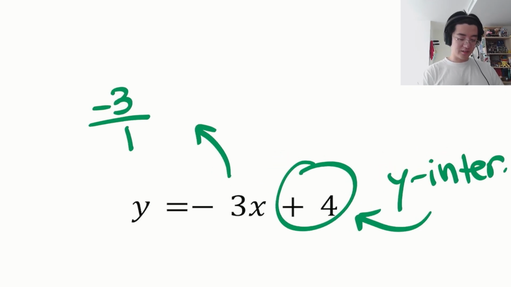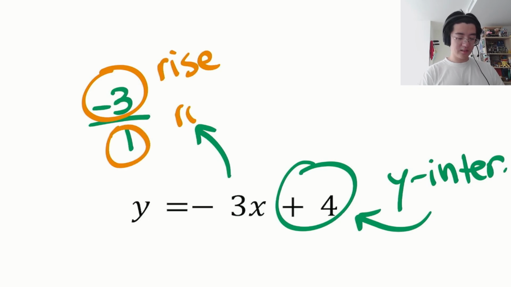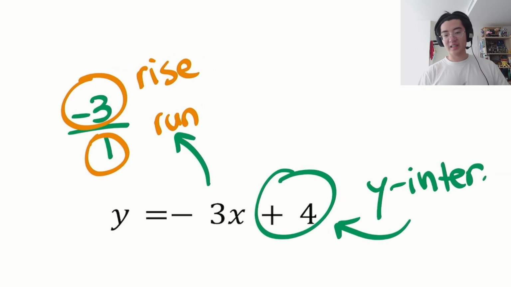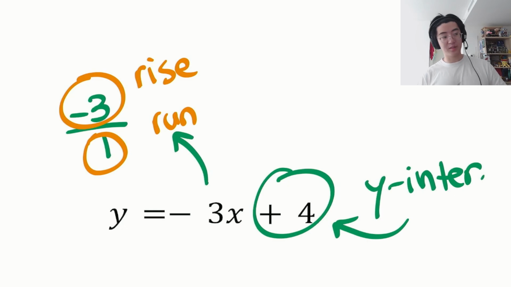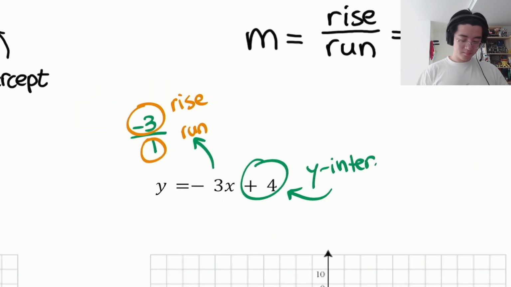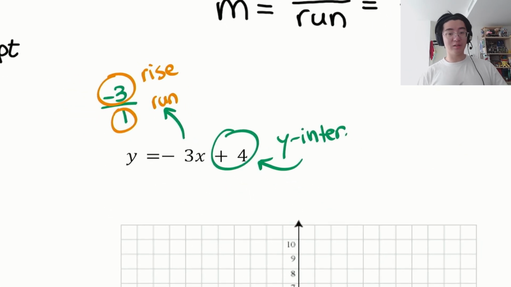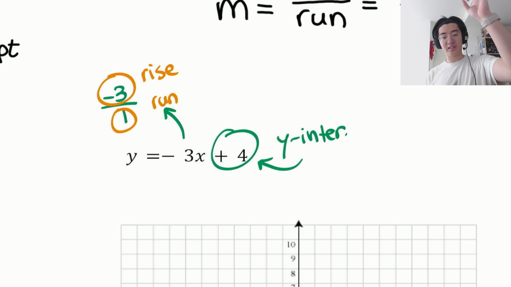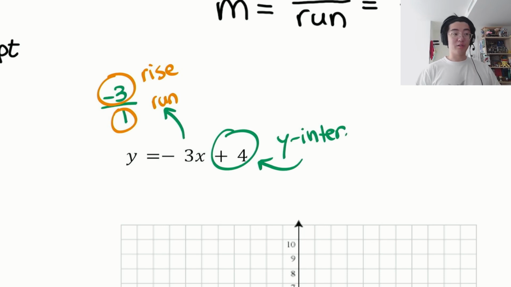Then we have rise and run. That's our rise, and that's our run. One thing to note here is that the run is always positive. Whereas the rise is the one where we determine if the y value goes up or goes down. The run is always along the positive x direction, and the y, depending on the sign, will go up or go down.